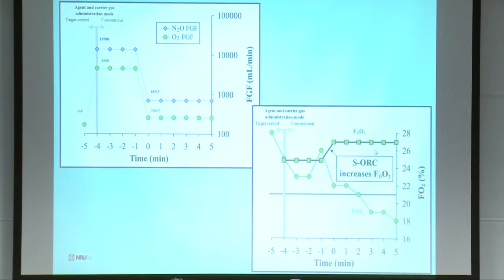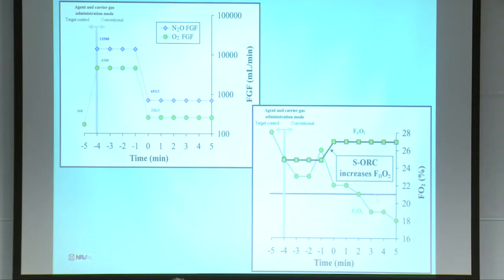The fresh gas flow was lower than 1 liter per minute, so the S-ORC kicked in and overruled the user, and the S-ORC made sure that the FDO2 was 27%. So the S-ORC was working perfectly here. However, when we look at the inspired concentration of oxygen, the green circles, we can see that the FiO2 quickly dropped below 21%. So the question is, how can this be? The S-ORC is working fine. It's doing its job, but we are developing an inspired hypoxic gas mixture.